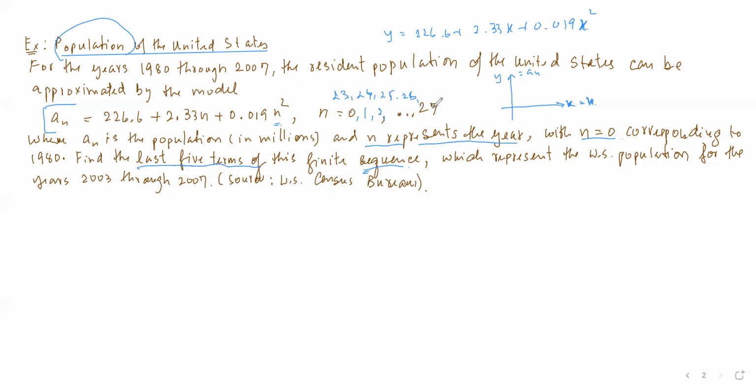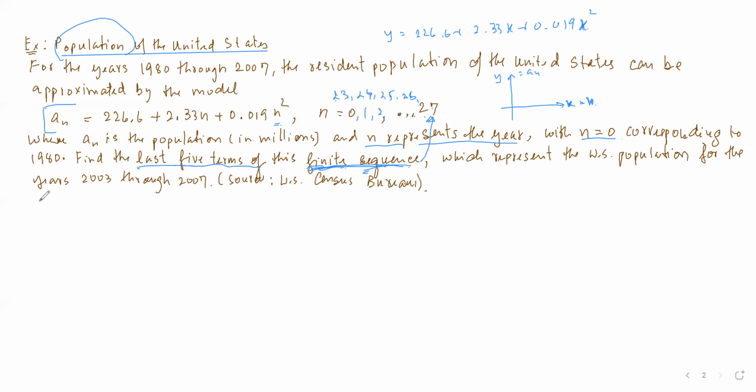This is 5 years, right? 1, 2, 3, 4, 5. That's the one you have to find. And then they say this is a finite sequence. How do we know this is a finite sequence? Because we know the last term, n is 27. If they say dot, dot, dot, that's an infinite sequence. But in this case, it's finite because we know the last term. Go on. This represents the US population for the years 2003 to 2007, from the Census Bureau.